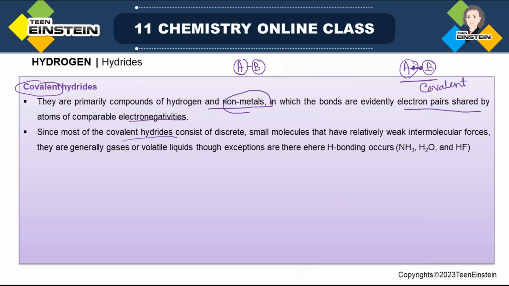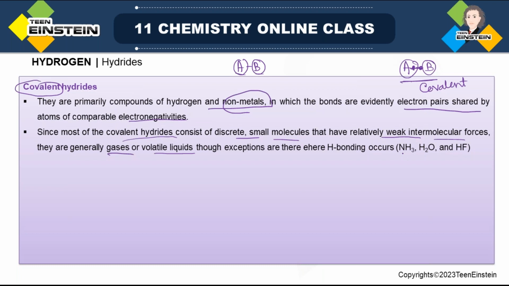Since most of the covalent hydrides consist of discrete small molecules that have relatively weak intermolecular forces, they are generally gaseous or volatile liquids. In the previous case, ionic hydrides are crystalline solids. But in this case, the intermolecular force between these small molecules is very weak. That is why they remain as gaseous or volatile liquids.